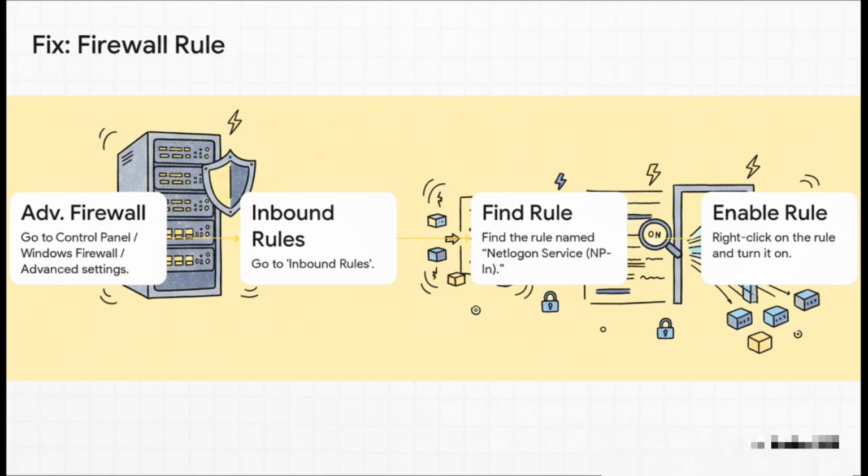All you need to do is dive into the advanced firewall settings, scroll down the inbound rules until you find one called Net Logon Service, right-click, and enable it. You're basically just telling the firewall, hey, it's cool, let this specific traffic through.